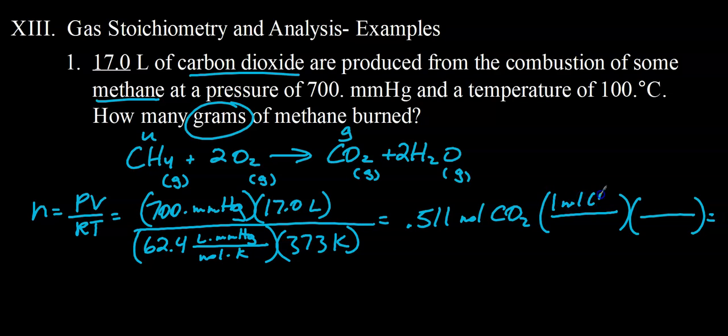We have 1 mole of carbon dioxide for every 1 mole of methane, according to our balanced equation. I did that backwards. That's why it's important to label everything. So let's go back. That's 1 mole of methane per 1 mole of carbon dioxide. All right, now we're good. Okay, and then convert the moles of methane to grams of methane. Molar mass, I believe, is about 16.0 or 16.1. I'm good with either one. Go ahead and pause and see what you get.